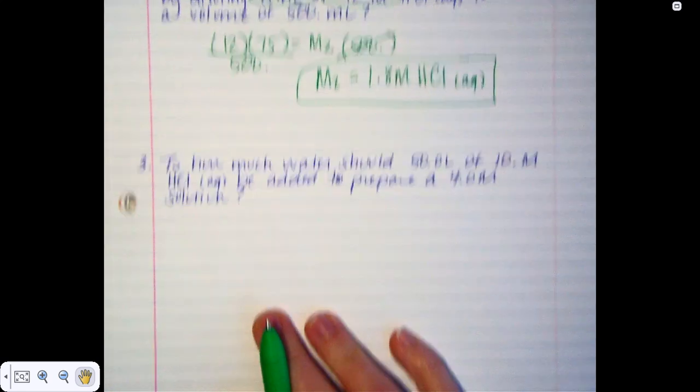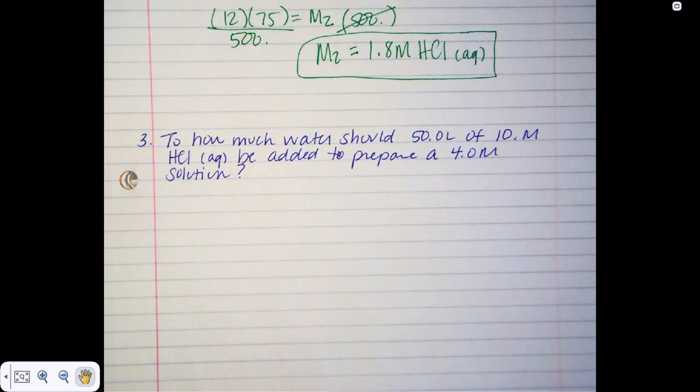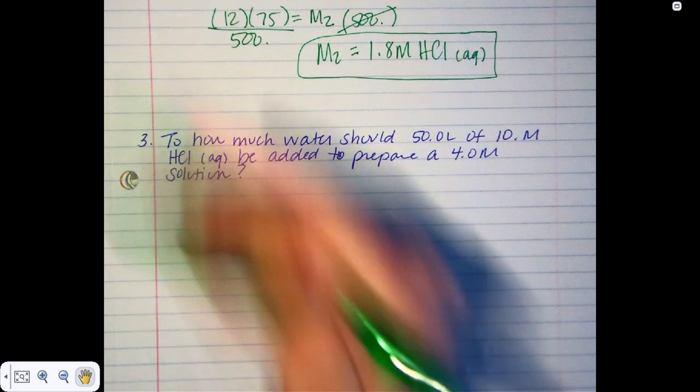All right, so the last one here, number 3, this is the only one that actually kind of requires you to think a little bit. Number 3 says, to how much water should 50.0 liters of a 10 molar HCl be added to prepare a 4 molar solution? So if you compare this to number 1, in number 1 it said what volume should 45 mils of a 15 molar sulfurous acid be diluted? This one I just want to know how much water.